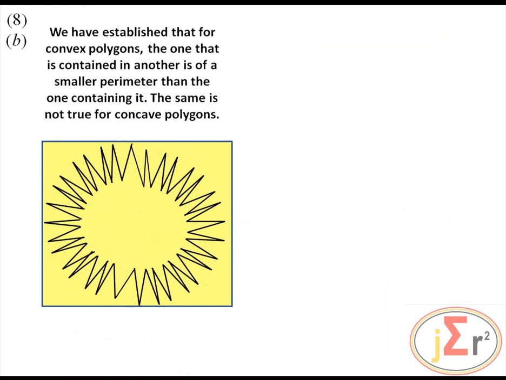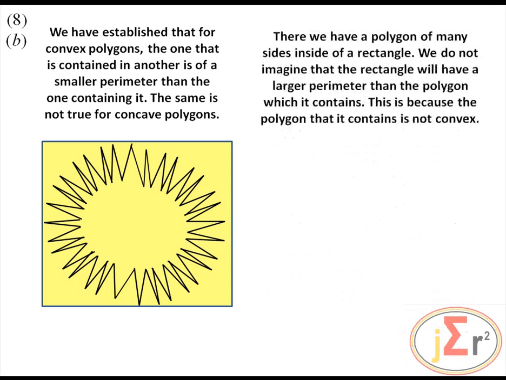We have established that for convex polygons, the one that is contained in another is of a smaller perimeter than the one containing it. The same is not true for concave polygons. There we have a polygon of many sides inside of a rectangle. We do not imagine that the rectangle will have a larger perimeter than the polygon which it contains, because of the number of sides that we have there, almost 1,000 sides. When we extend them, we are sure that it is going to be of a larger perimeter than the rectangle that is containing it.